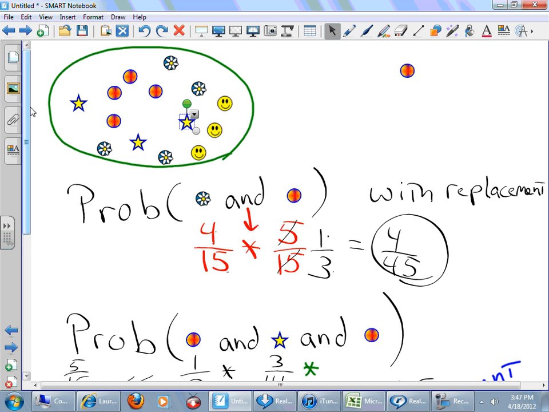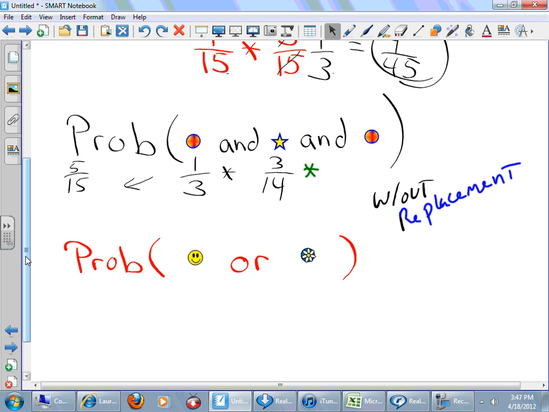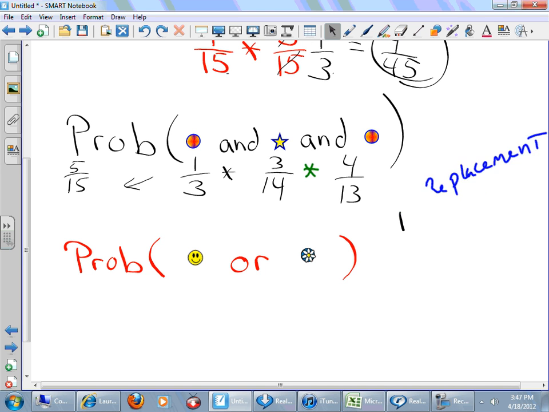Now remember, one of these stars is no longer in the bag. It looks like I have 4 rainbow colored ones, and I think I would be down to 13 total jelly beans. So this is going to be 4/13. I'm going to move this without replacement stuff. It's kind of in my way. We know it's without replacement.